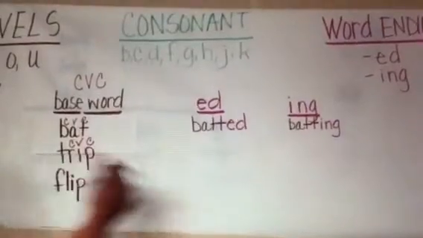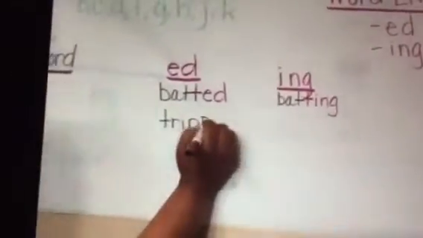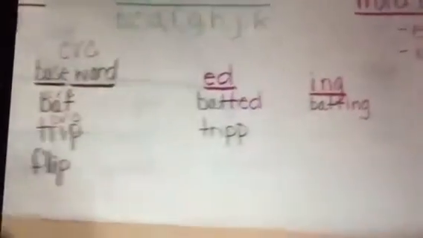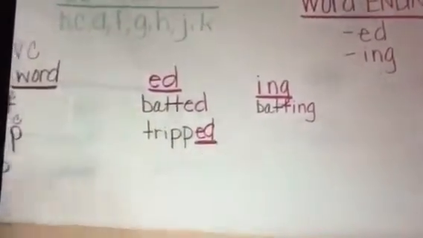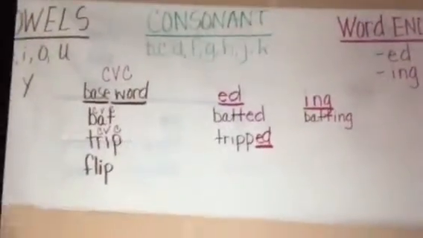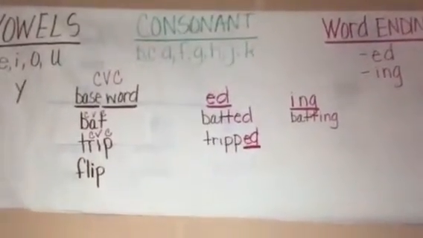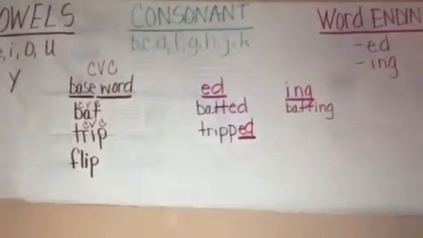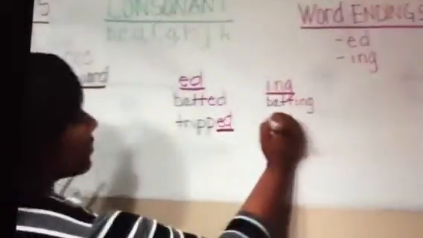So here you have trip. We're going to write the base word trip. We're going to double that last consonant before we add the ED on the end. So, tripped. And ED means past tense. It already happened. So Ronnie tripped over the stick while he was doing a flip because he was so excited.